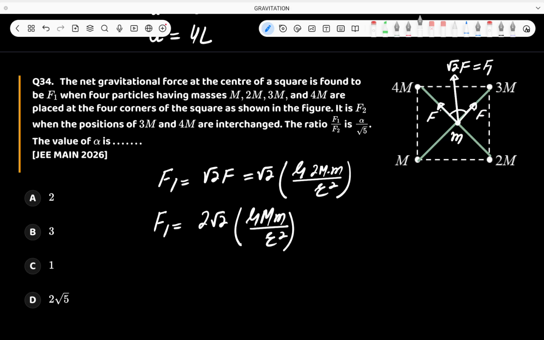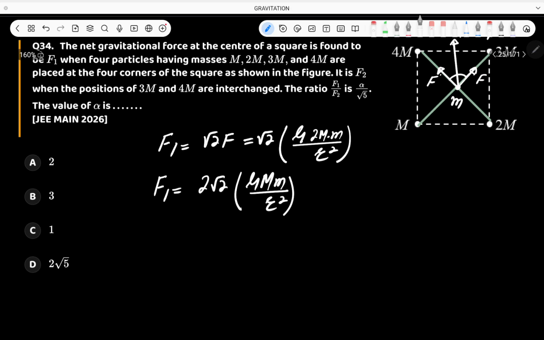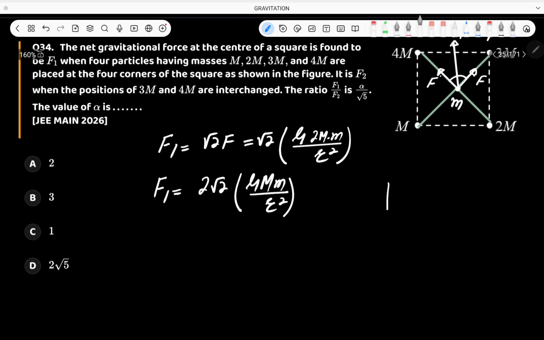Now what is given in the question is that the force becomes F2 when the positions of 3m and 4m are interchanged. And then it is given that F1 by F2 is equal to alpha divided by 5, and we are supposed to calculate the value of this alpha. Okay, let's try to do one thing, let me remake this diagram. Okay, so this is the diagram.